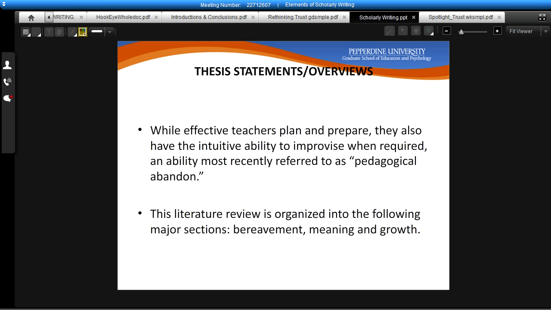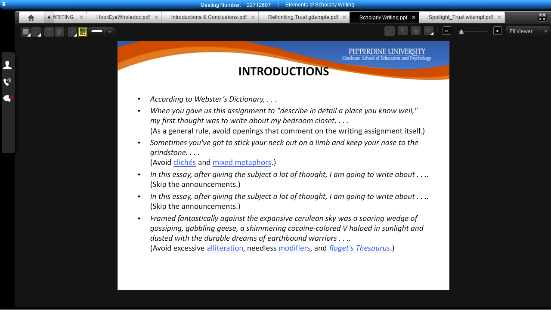Okay. What's a shimmering cocaine...? I don't know. Regina Meister, my manager, provided these materials, so I'm not sure where this is coming from, but "a shimmering cocaine-colored V haloed in sunlight" must be a flock of birds. They must be white or something. But we don't really see any direction here. It's a nice poetic picture, but we don't really want to start our papers that way.